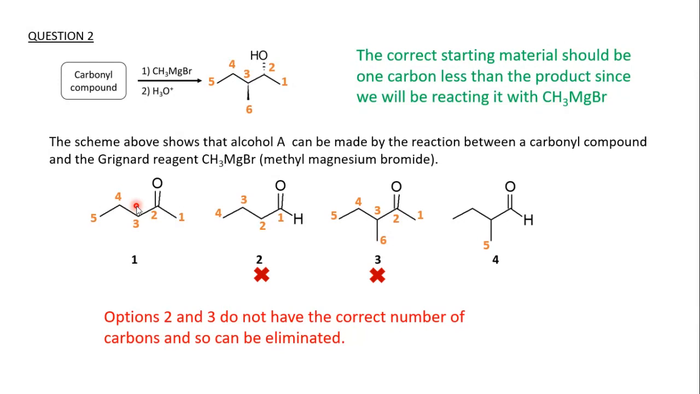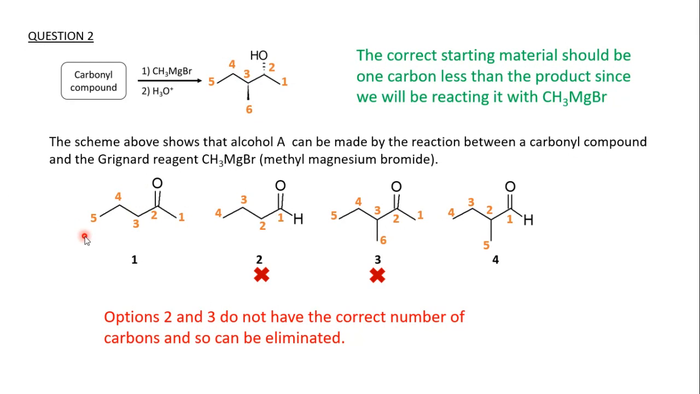Compound 3 is also eliminated. It has 6 carbons, right? So it already has 6 carbons. If we added the methyl magnesium bromide, we'd get 7. It is eliminated. And compound 4 has 5 carbons as well. So once again, 1 and 4, we are going to consider them and to see which one would give us our product.